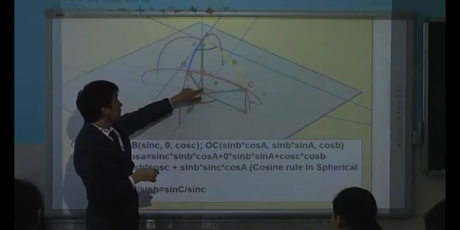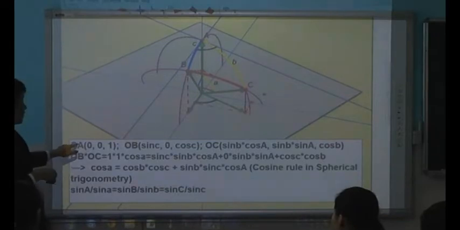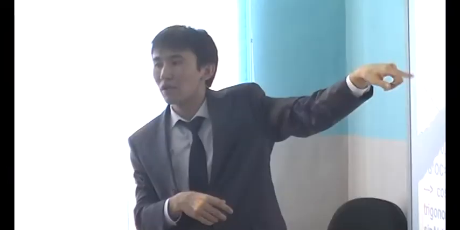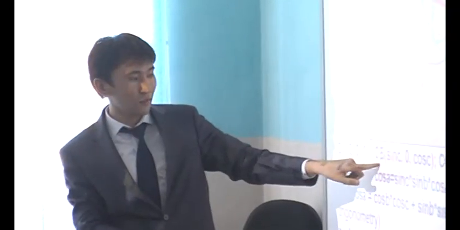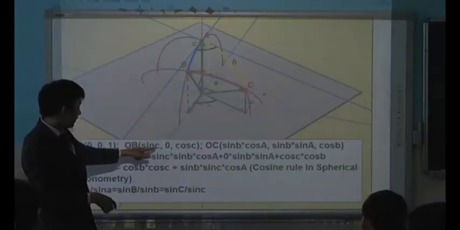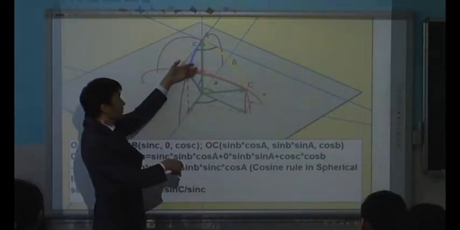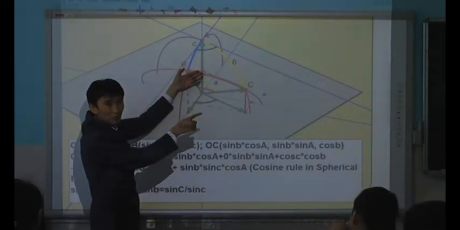If the vector OA lies on the z-axis, and this is a unit sphere, the radius is 1. Then the coordinate of the vector OA is (0, 0, 1). From some calculations using trigonometry, we can find the coordinates of B. The second component, the y component, is 0, because OB lies on the XZ plane. That's why y is 0.